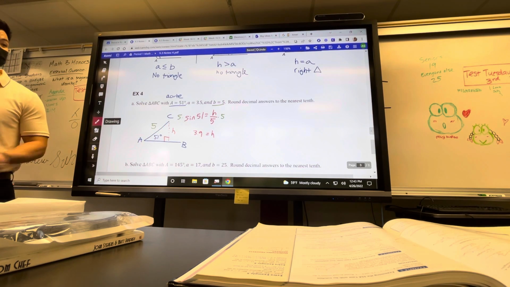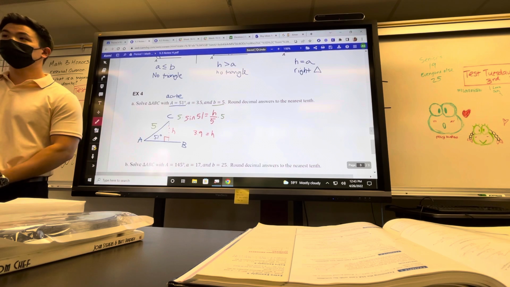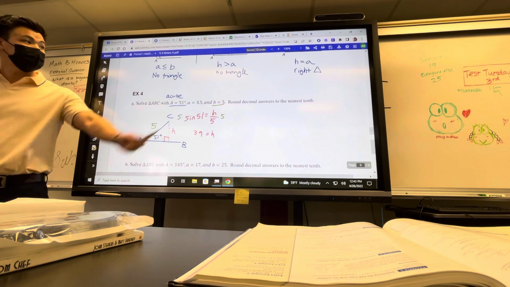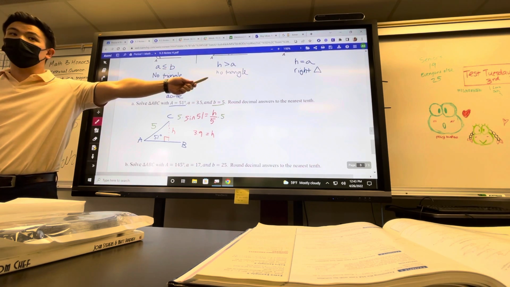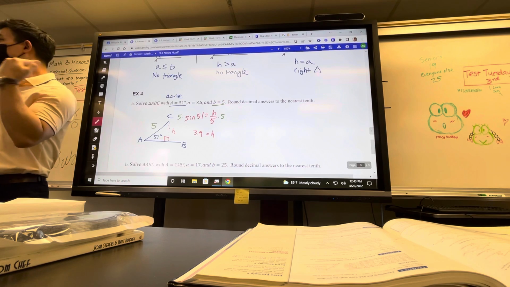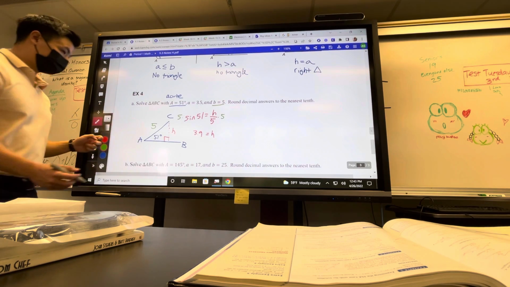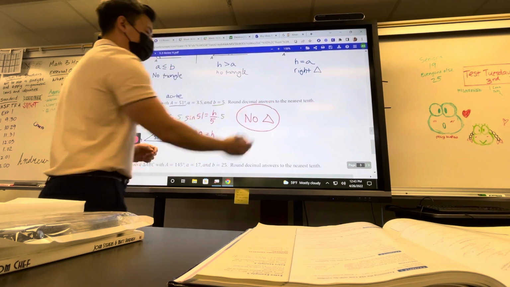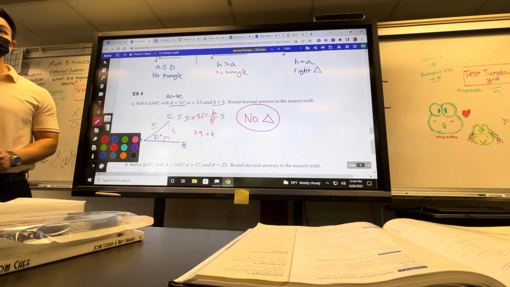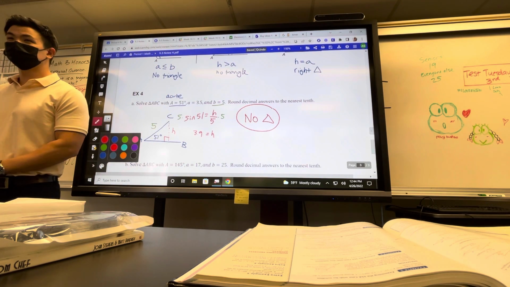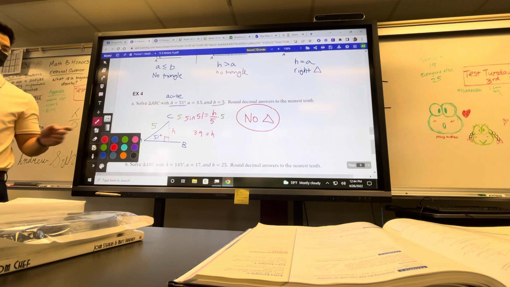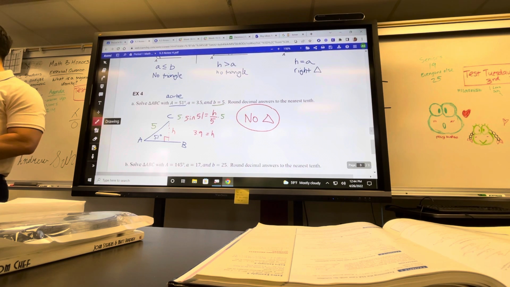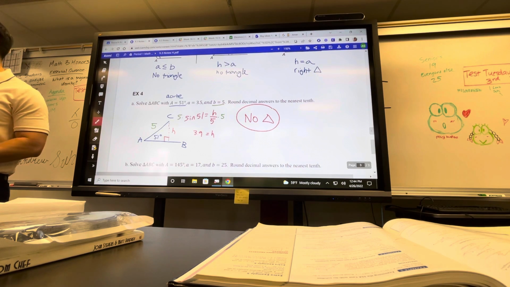Now we can compare. Is h greater than a? Yes. If h is greater than a, then I have no triangle. And if I have no triangle, I cannot solve this. Thank God we can't solve this. Don't show me the next one, there's two triangles. I'm not going to get into that.